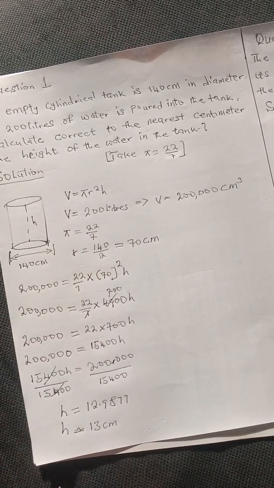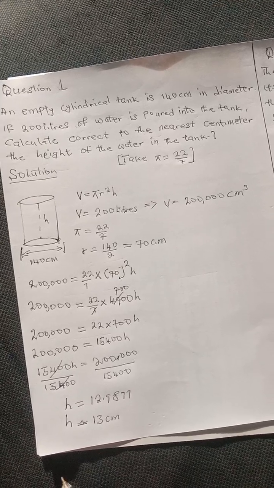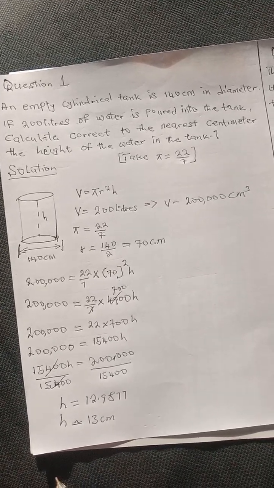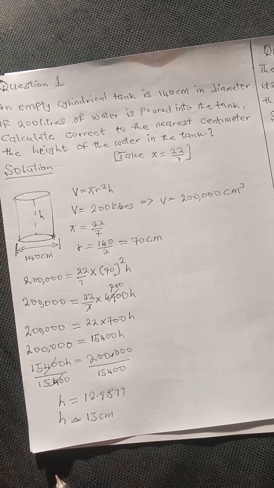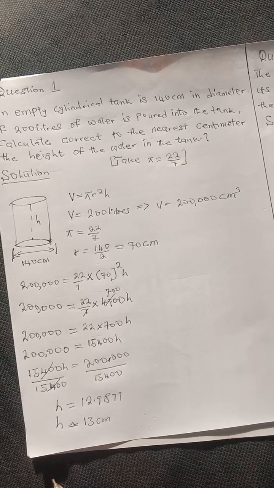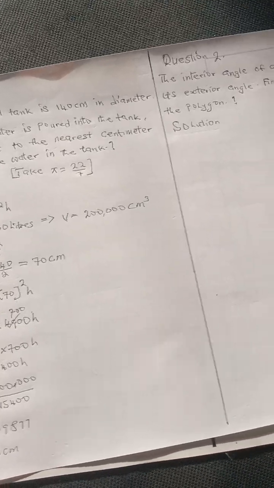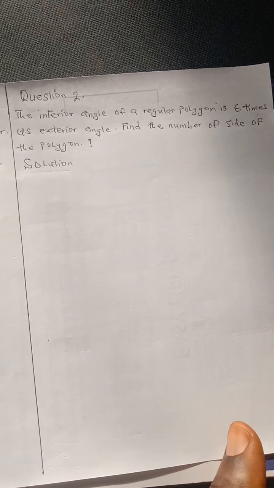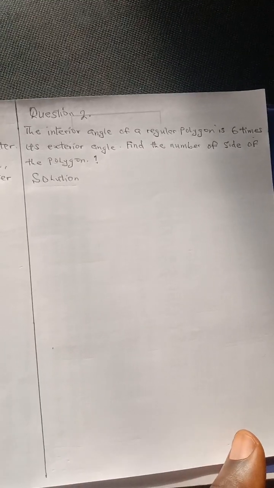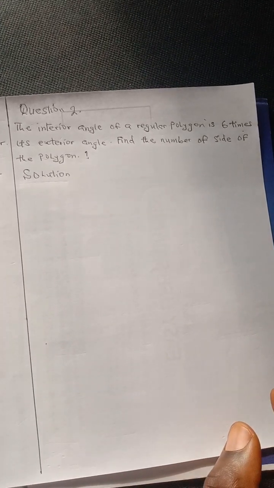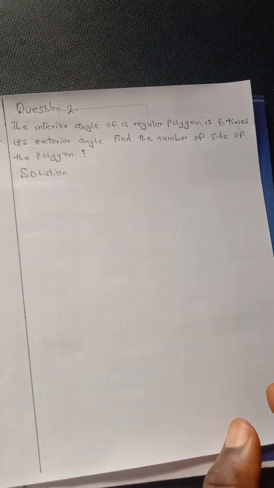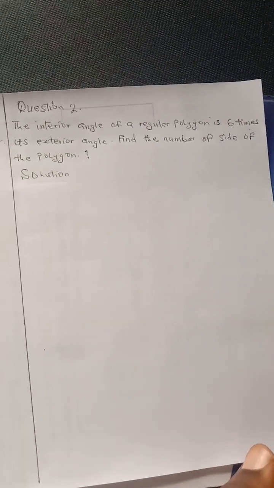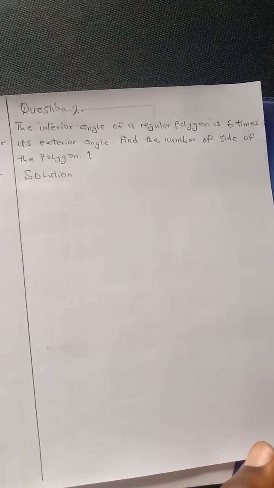This question is very, very simple, and it's very sweet and interesting. Don't forget, we also have another interesting question to solve here, which says the interior angle of a regular polygon is 6 times its exterior angle. Find the number of sides of the polygon.